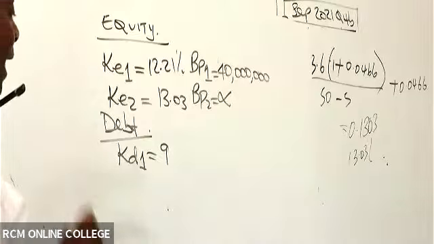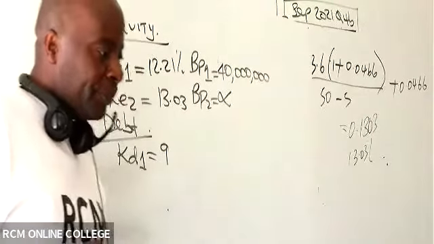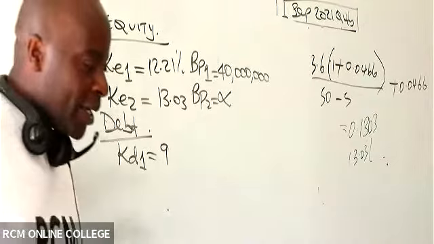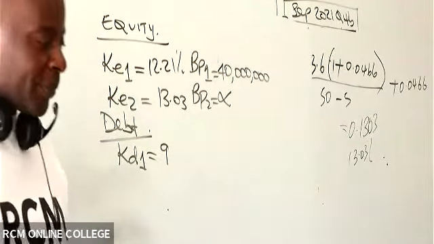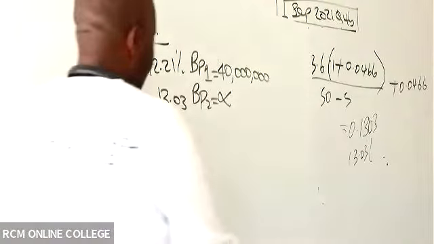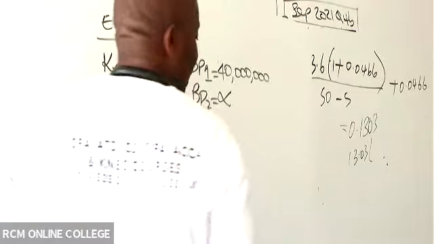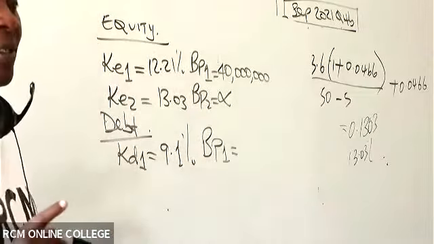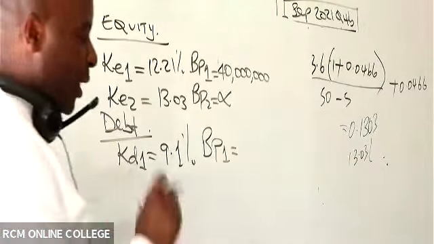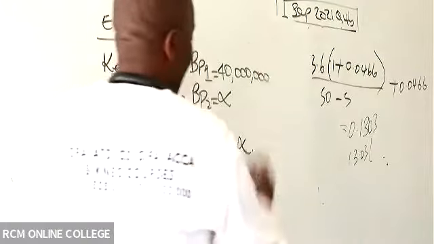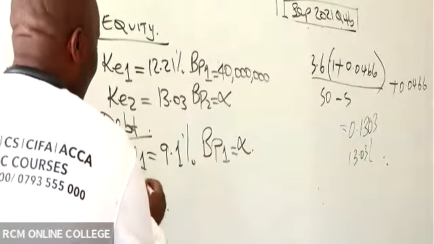How about the after-tax KD1? After-tax KD1, 9.1%. Oh, I'm alone, but I will overcome. And therefore, we only have one BP. And this BP, of course, must have been infinity, isn't it? Infinity. And then we have preference.